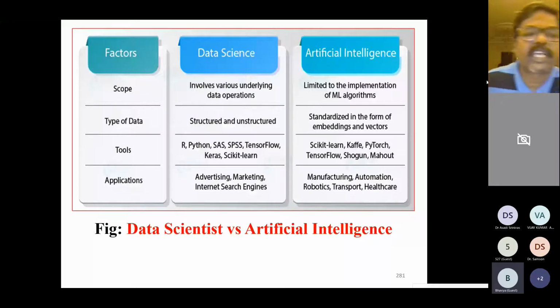See, what are the factors we are taking into account? Scope. In data science, it involves various underlying data operations, whereas artificial intelligence is limited to the implementation of machine learning algorithms. What type of data can it handle? Data science can handle structured data and unstructured data. What is the meaning of structured data?